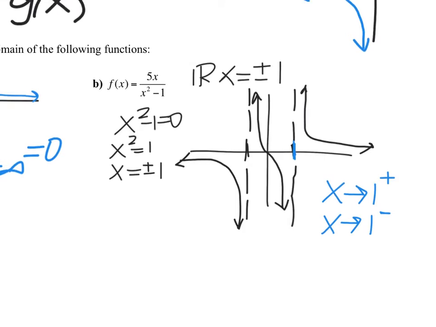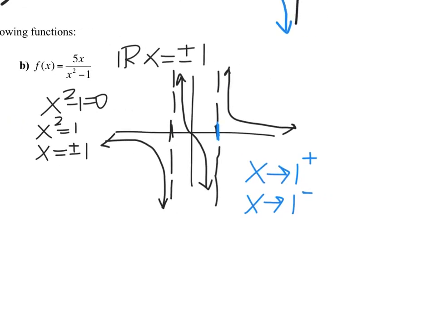Okay, so as I'm going to 1 plus, that means that I want to look at what's happening on the right side of 1. You got it? Good. And then 1 minus, I want to look on the left side of 1. Okay? So let me show you what that means. So here's 1, x equals 1. This is the right side, and this is the left side. So let's jump on our graph real quick.